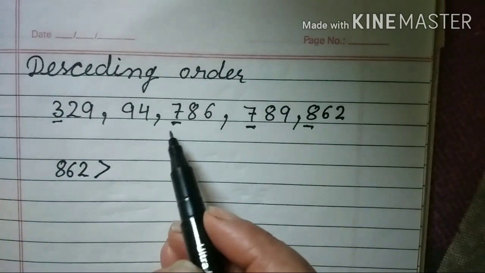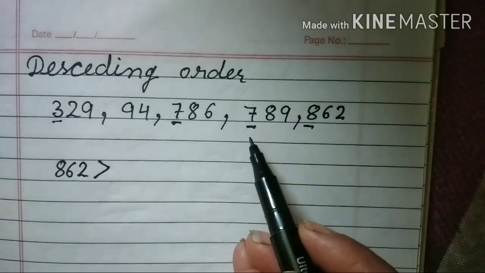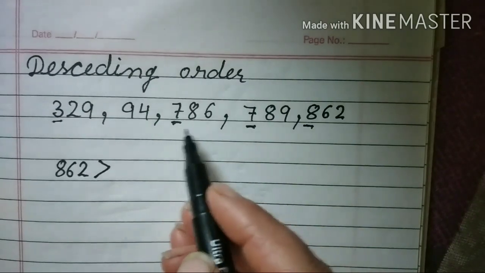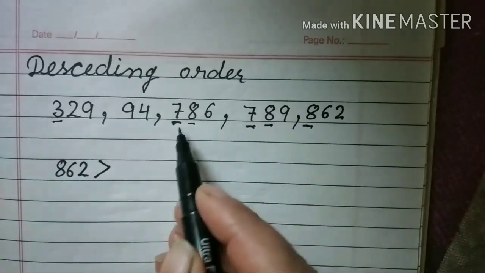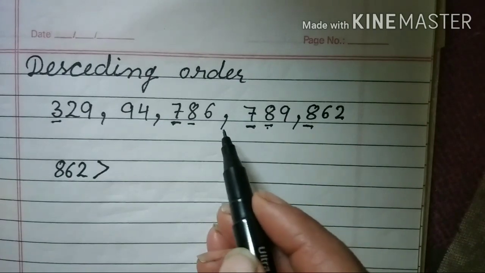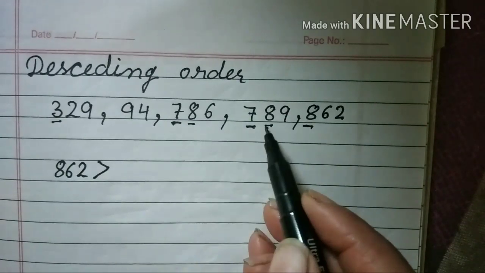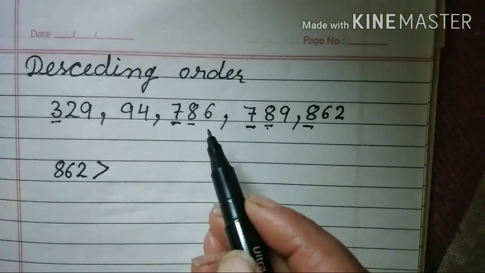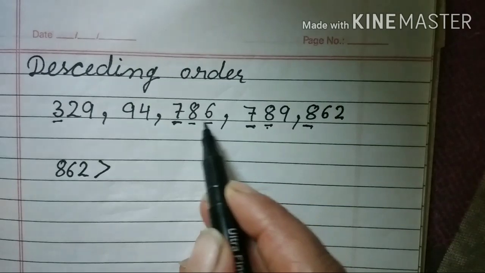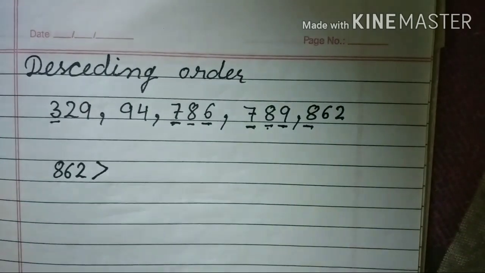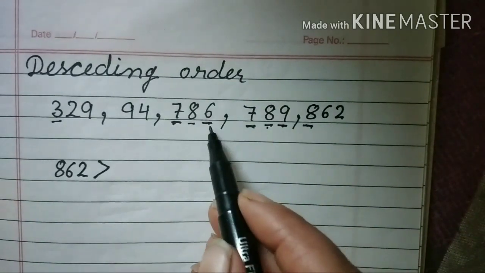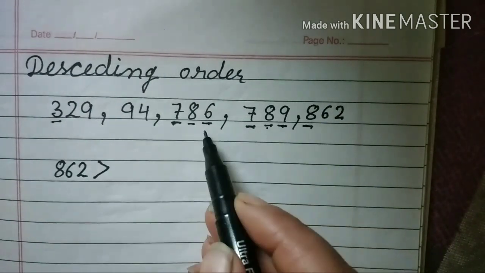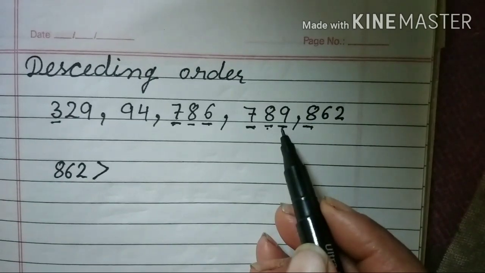So after this we have 7 and 7 again. Now both the digits are the same. Now we will check the tens place value. Here the tens place value is also the same. Here we have 8 at the tens place and here we have 8. Now we will check the ones place digit. At the ones place we have here 6 and here we have 9. Which is the greater number here, 6 or 9? So 9 is the greater number here.